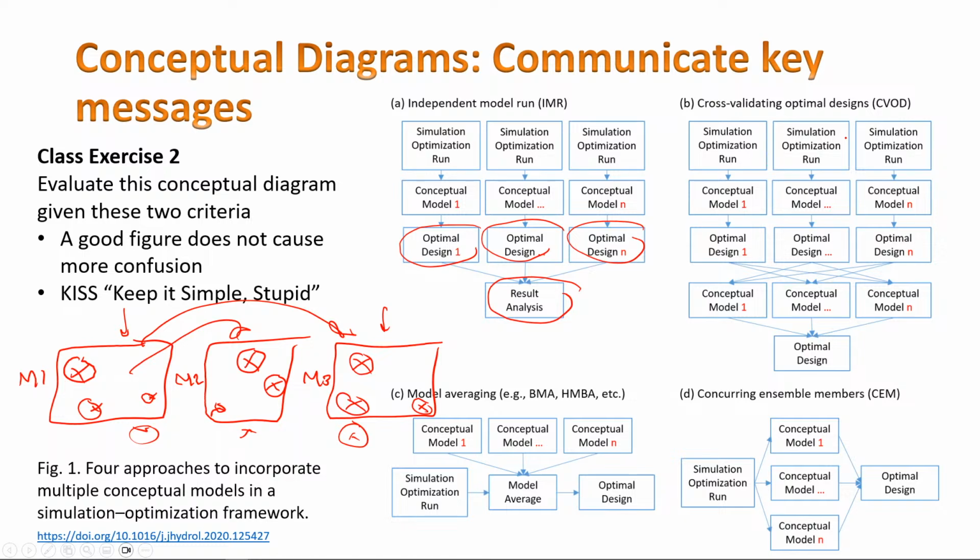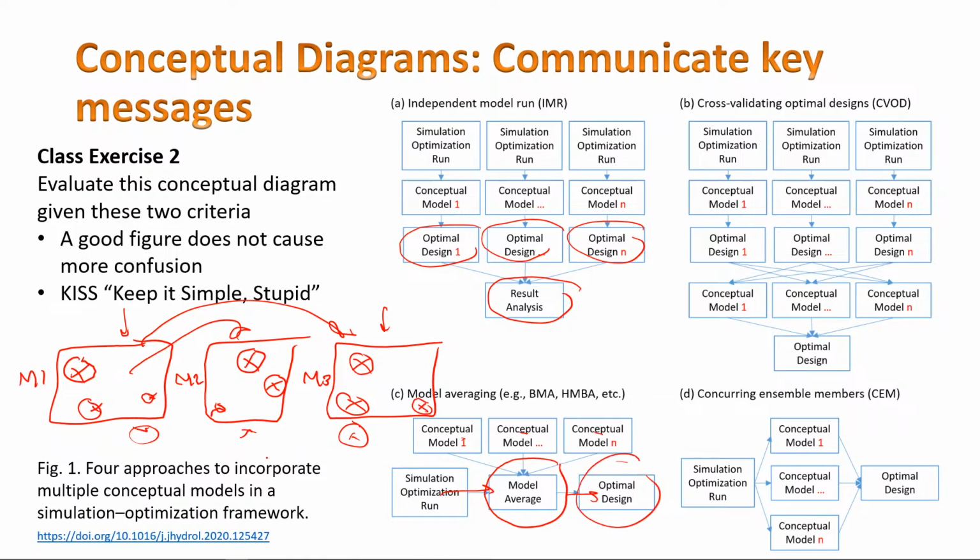The third way to solve this problem is that I have these three models, I can find an average model. There are statistical methods you can use, where if you have three models, you get one model that could represent these three models. It's called model averaging. So basically I have conceptual model one, conceptual model two, conceptual model three. I average them into one model and then I run my simulation optimization on this one model and then I get an optimal design. So that's another way to solve this problem.